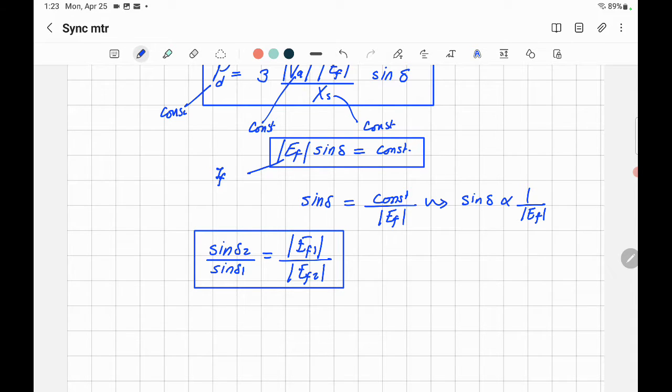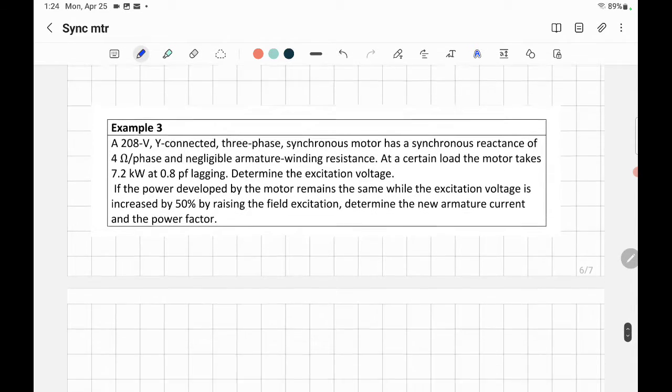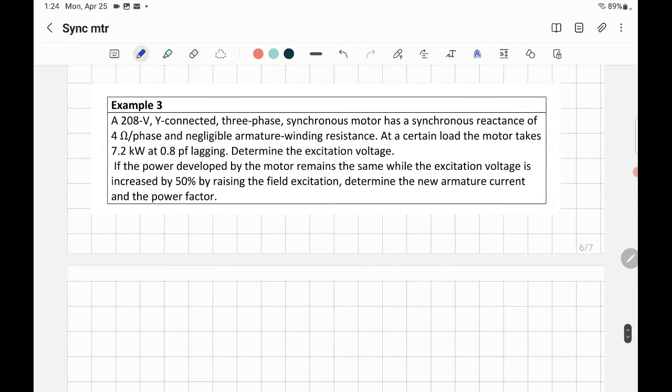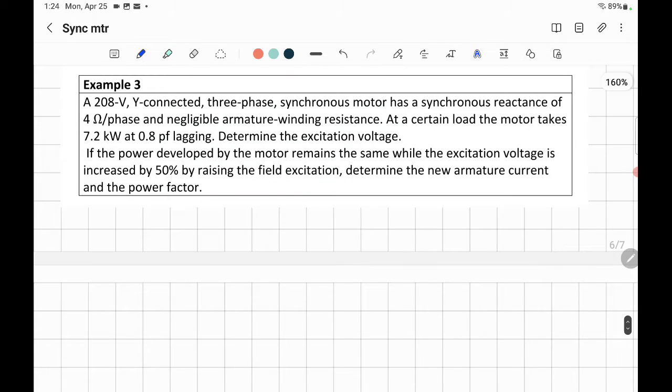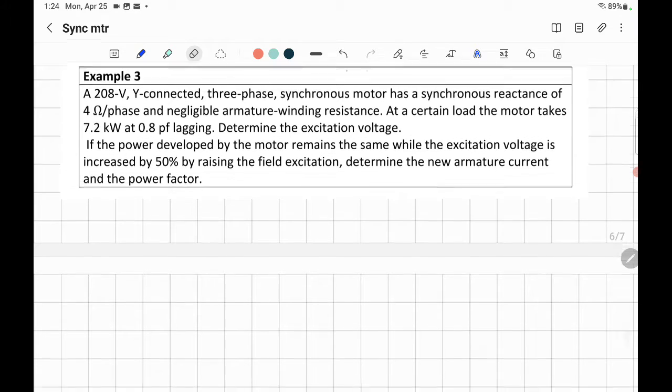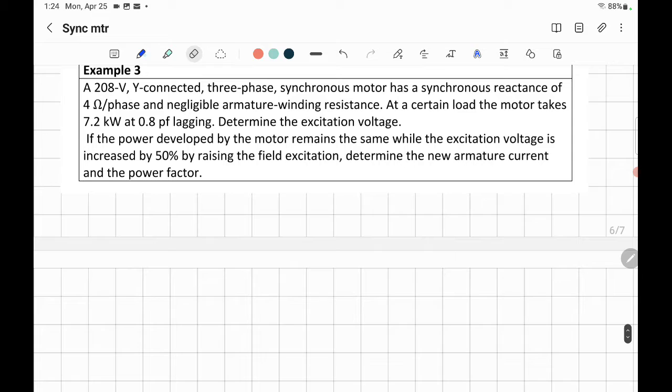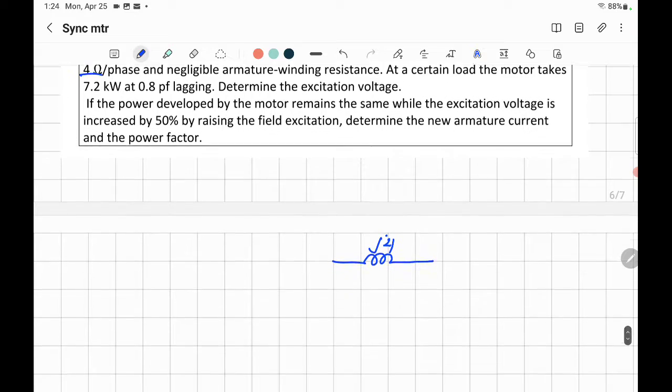All right, let's go ahead and solve an example. In this example here, let's just read the problem. You got a 208 volt Y-connected three-phase synchronous motor. And let's just go ahead and start to draw the equivalent circuit. That's J. Let's find XS. It's 4 ohm per phase, J4.